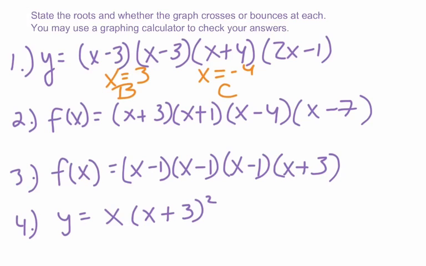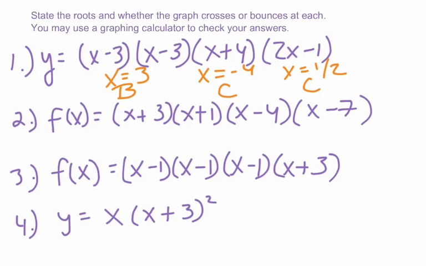And the last one, if you solve this for x, you would add 1 and then divide by 2. So 1 divided by 2 is 1/2. It only shows up once, and so it will cross. So you have x equals 3 bounces, x equals negative 4 cross, x equals 1/2 cross.